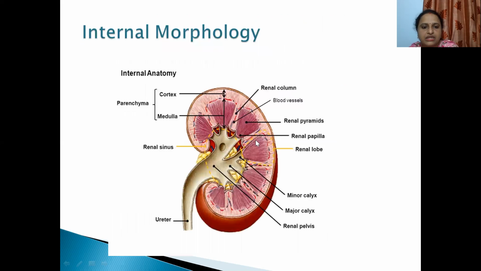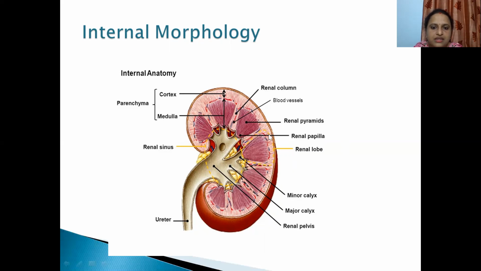And now if we come to the internal structure, the internal morphology of the kidney. So this is a cross section of one single kidney. You can see here, it is majorly divided into two regions. The outer region is called the cortex, the inner region is called the medulla. Combined we can call it a tissue, a parenchyma. And outside the cortex, it is covered by, as I told you earlier, the renal capsule.